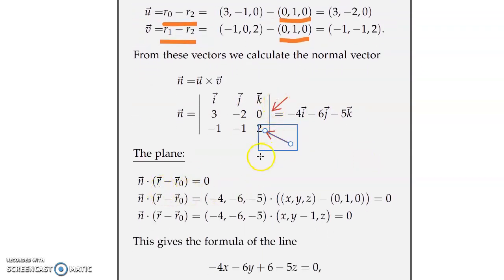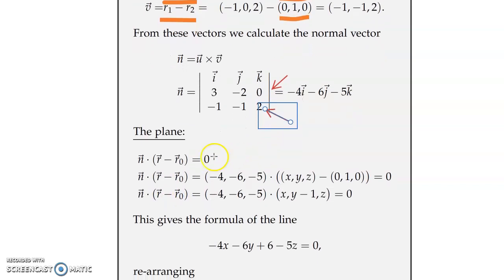Now, the definition of the plane is n, which is our normal vector, dot (r minus r naught). We just calculated our n, so now we input it. This is always the same. And here is our r naught, the one we used each time to subtract. You could input any of the three points, but it's good to be consistent with it. And the most important thing is this has to equal 0.